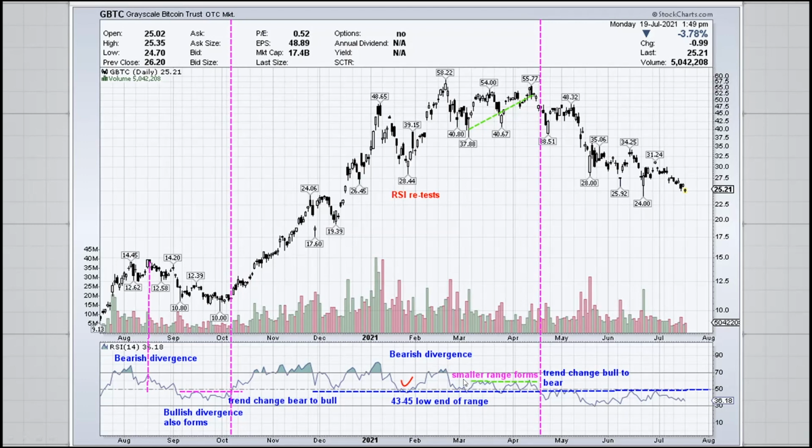But you can see that this is starting to form a bearish range. And then this dash line is showing the support area of the RSI, and it breaks that, and we have a trend change from bull to bear. So it's not recently, and let me go to the next chart.